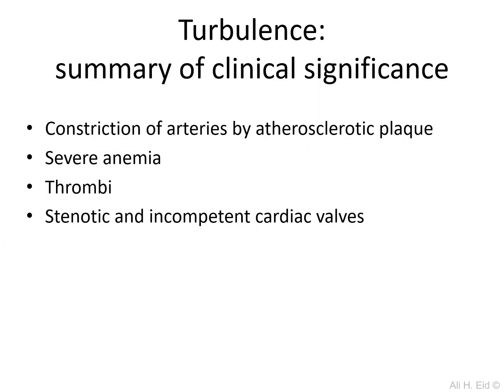So, as a summary of the clinical significance, turbulence is important and has applications when we talk about constriction of arteries by atherosclerosis. Severe anemia is important. Having a thrombus is important. Stenotic or incompetent cardiac valves are going to affect turbulence.